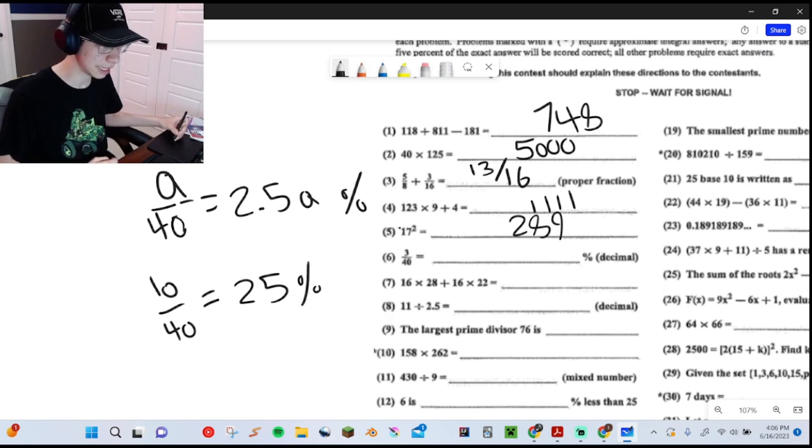And so in this case we have a 3 right here. So 3 times 2.5, that's going to be 7.5%.